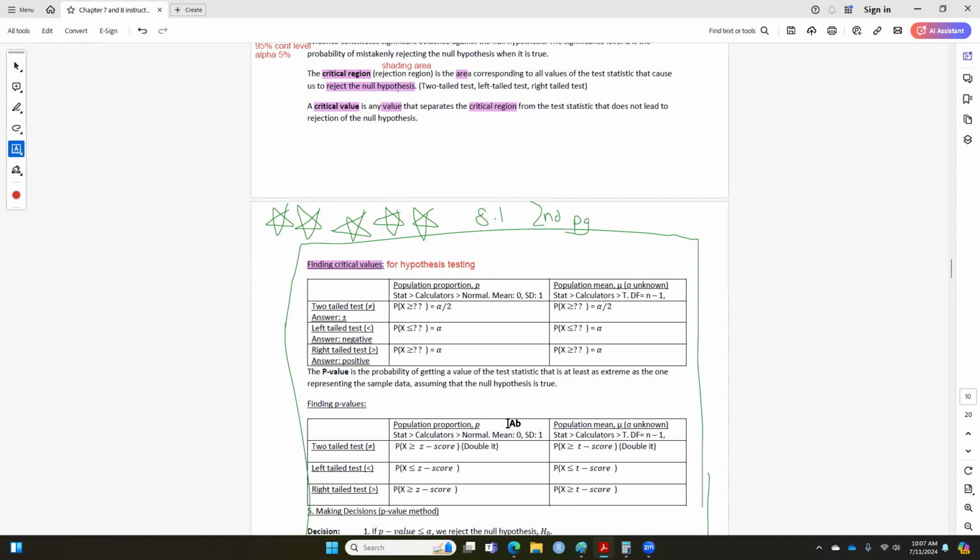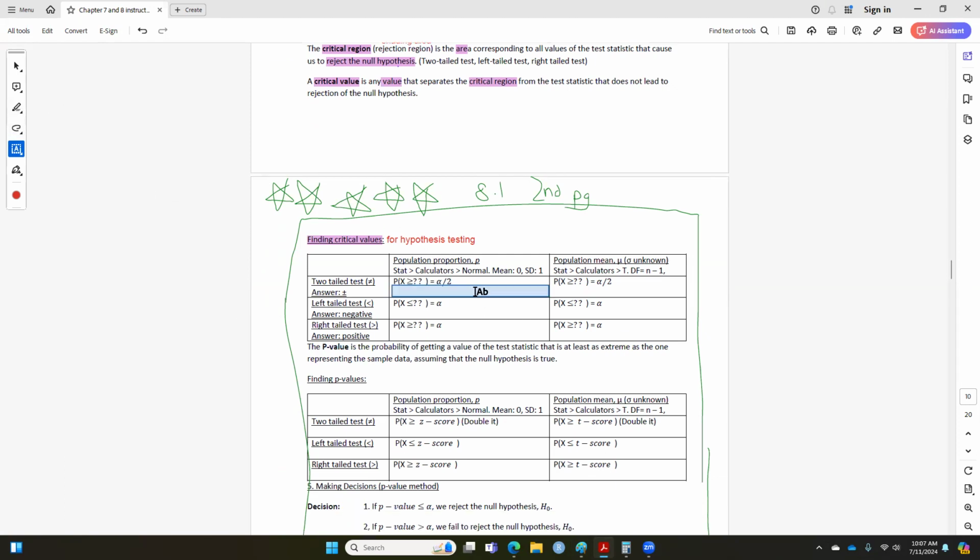The only difference here is that now we don't have only a two-tailed test. We have three types of tests involved. So when you want to find a critical value for hypothesis testing, the first thing you ask is, are we doing population proportion or are we doing population mean? If you are doing population proportion, then we use a normal calculator.